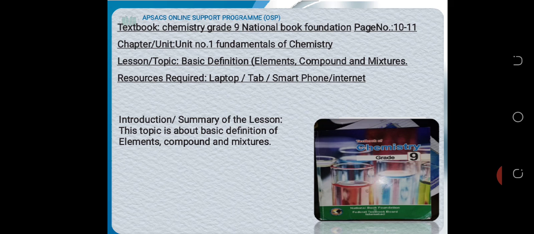Introduction and summary of the lesson: this topic is about the basic definitions of elements, compounds and mixtures. As you know, students, our syllabus has been reduced, so we are directly studying the topics included in our reduced syllabus. The first topic of your book is branches of chemistry, but it is not included in your reduced syllabus.